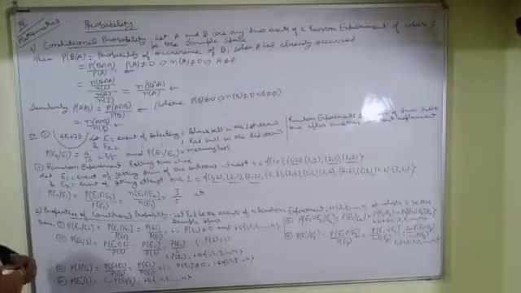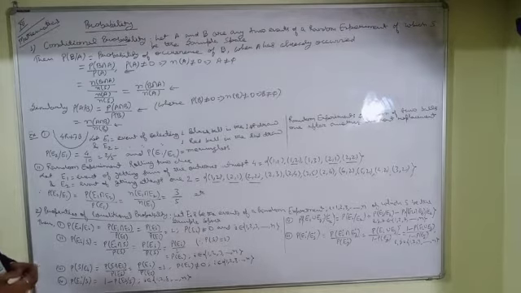Here, the first topic is conditional probability. In conditional probability, we have two events, suppose capital A and capital B, of a random experiment of which S is the sample space. Then the probability of occurrence of B when the event A has already occurred is equal to probability of B intersection A divided by probability of A, where probability of A should not be equal to 0.